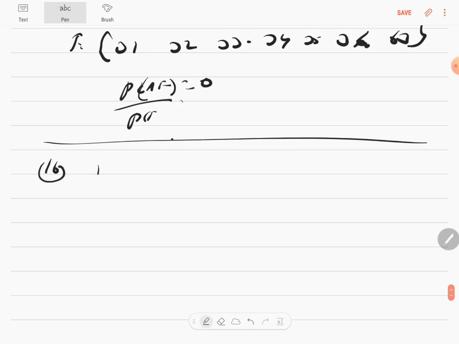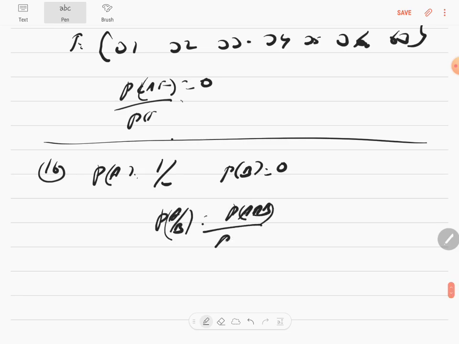16th question. P of A is equal to 1 by 2. P of B is equal to 0. P of A given B is what? P of A intersection B by P of B. And you know P of A intersection B, P of B itself is 0. So undefined is the answer. So let's go to the next question.